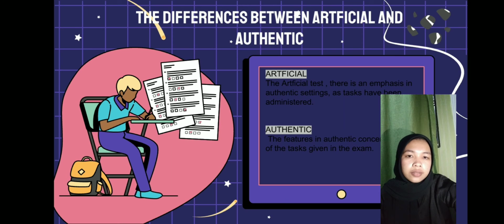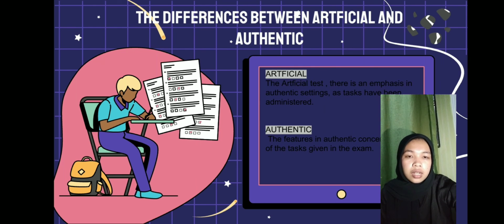In the artificial test, there is an emphasis in authentic settings, as tasks have been administered in an integrated manner, so that there are many parts of the test taking on multi-skill features in real life, where reading leads to speaking and writing may lead to a lot of talking.